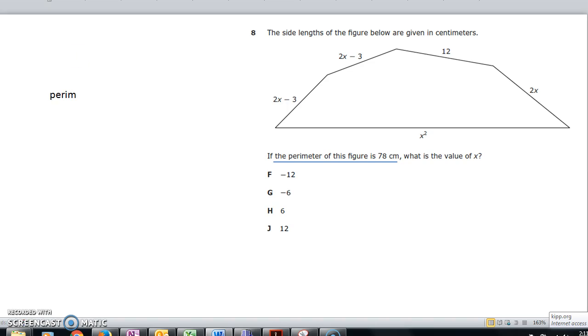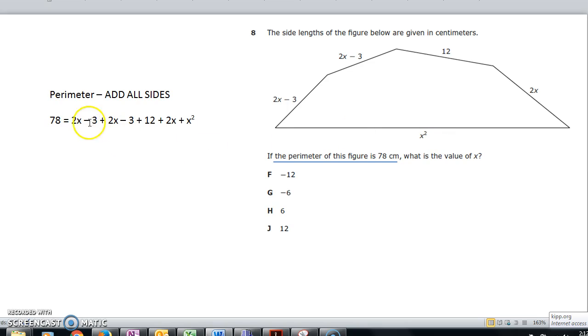So whenever you see perimeter, no matter how weird the problem is, you always remember perimeter means add all sides. So what this problem is saying is that if I add all the sides, 1, 2, 3, 4, 5, the total should be 78. So 78 is equal to, and I'm just going to add all the sides. Here's my first side, 2x minus 3, plus my next side, 2x minus 3, plus my next side, 12, plus my next side, 2x, plus my last side, x squared.